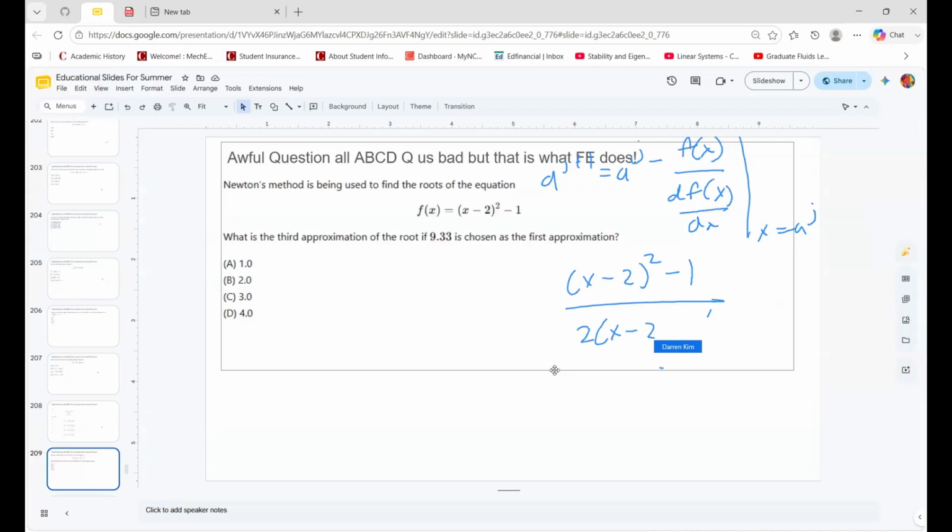Okay. What is the third approximation if the root 9.3 is chosen? Perform three iterations, four iterations, and so forth. How you do it is usually a first guess, so I think you're supposed to use 9.3 as your first guess and then move on from there. Let me just do my calculator real quick and get it. Okay, I get 4.